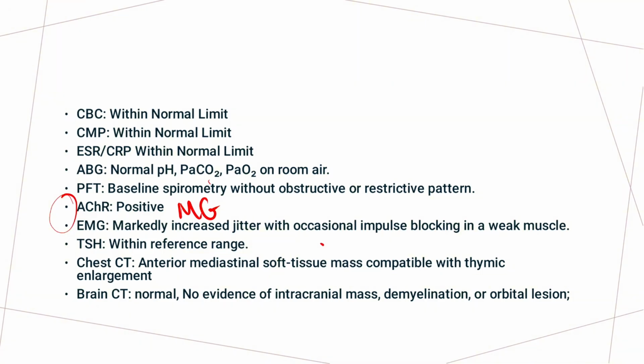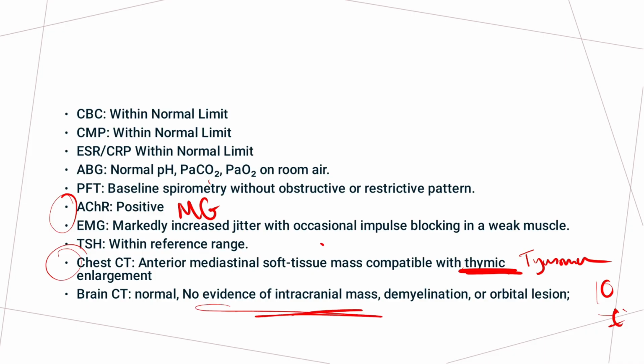TSH is normal. This is ruling out a thyroid issue. Chest CT was showing what? This is why we ordered the chest CT, to see if the patient has a thymoma or not. Which is thymoma here, since we have a thymic enlargement. Because in every 10 patients who have myasthenia gravis, 7 of them will have a thymoma. Okay, brain CT is normal, shows nothing.